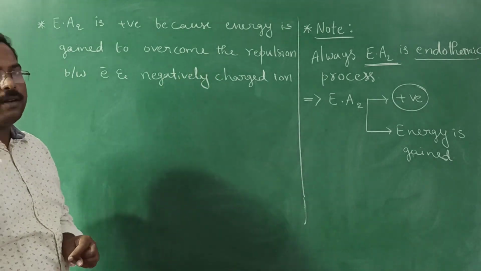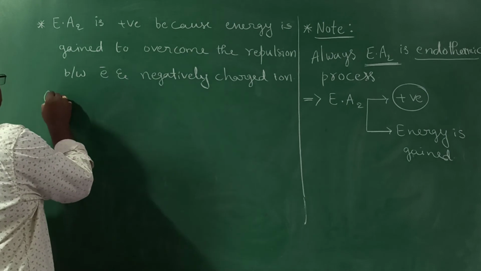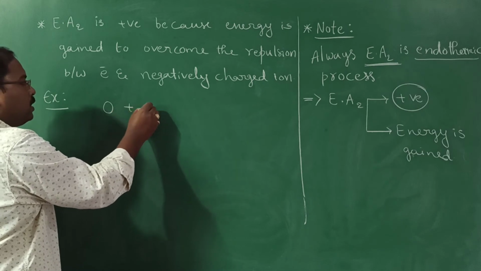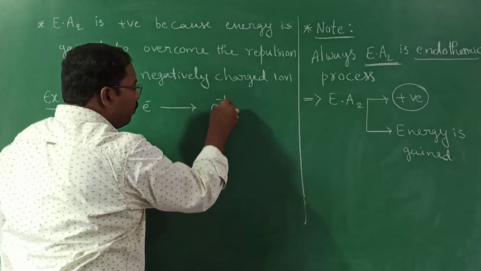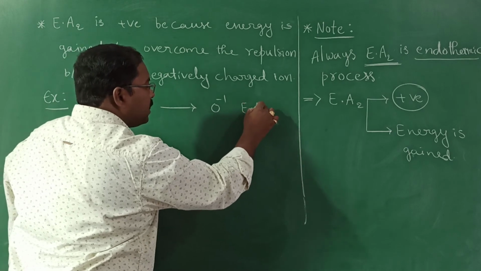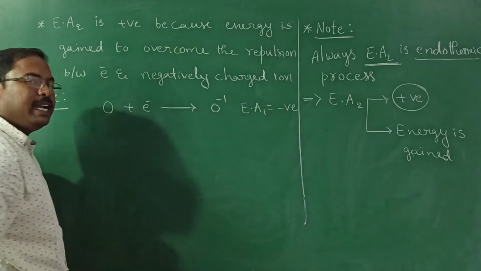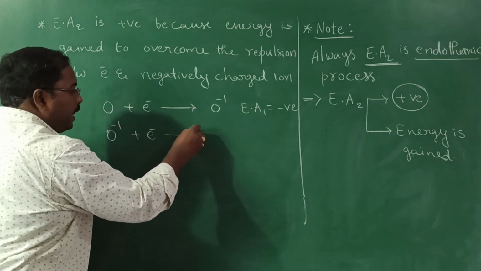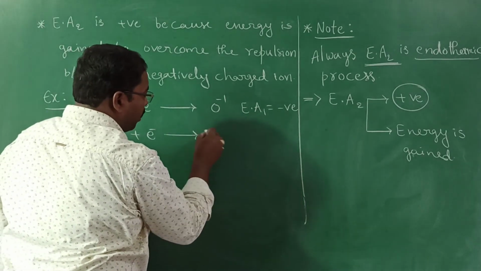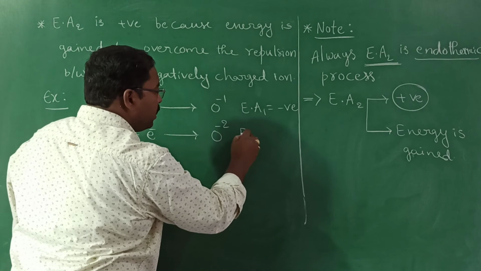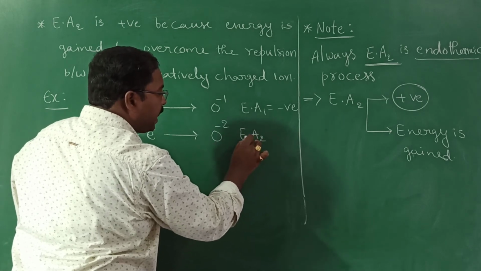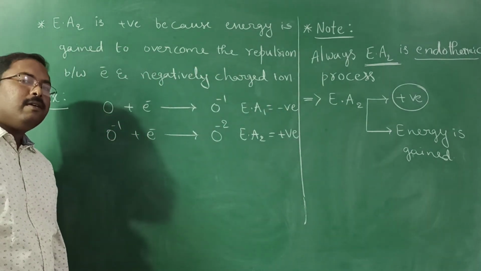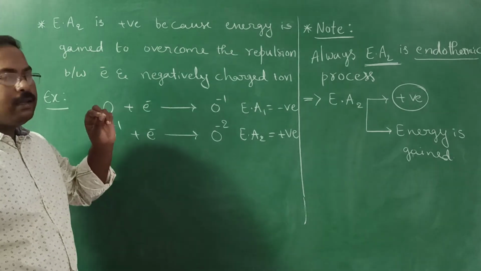negatively charged ion. So that is why in the case of oxygen, if you observe, when we add an electron to oxygen, it will become O minus. In this case, the first electron affinity value is a negative value. But when the electron is added to this negatively charged oxide ion, we will get O 2 minus. The corresponding energy is represented as the second electron affinity. This value is positive. This is the reason. Note down.